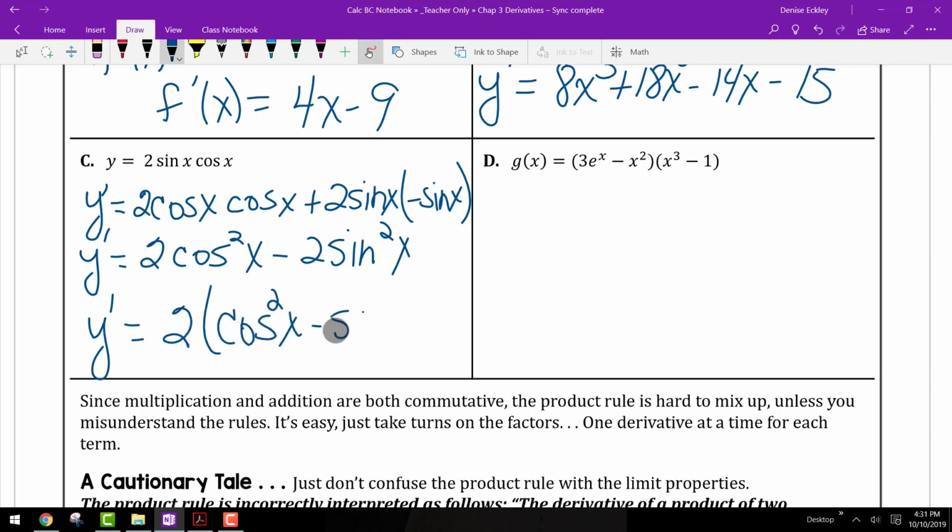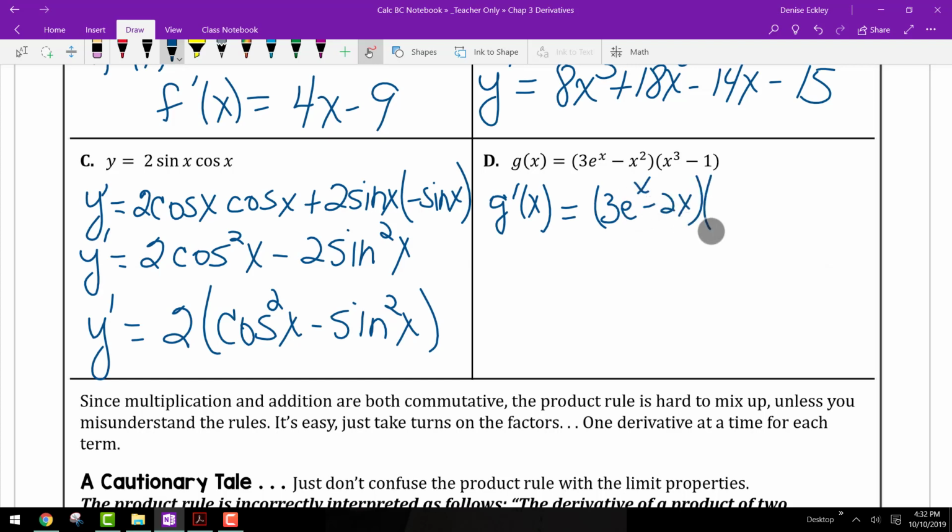So you could have pulled out the 2 in the beginning, or you could leave it in. It doesn't matter. Okay, finally the last example, g prime of x is going to be the derivative of the first, which is 3e to the x minus 2x, times the second, which is x to the third minus 1, plus the first, which is 3e to the x minus x squared, times the derivative of the second, which is 3x squared.